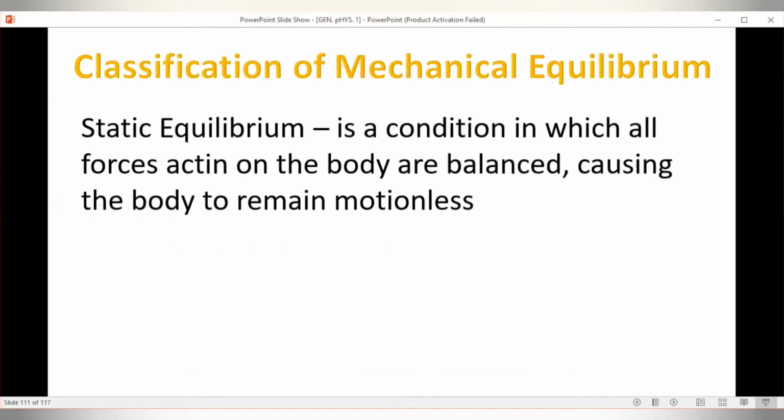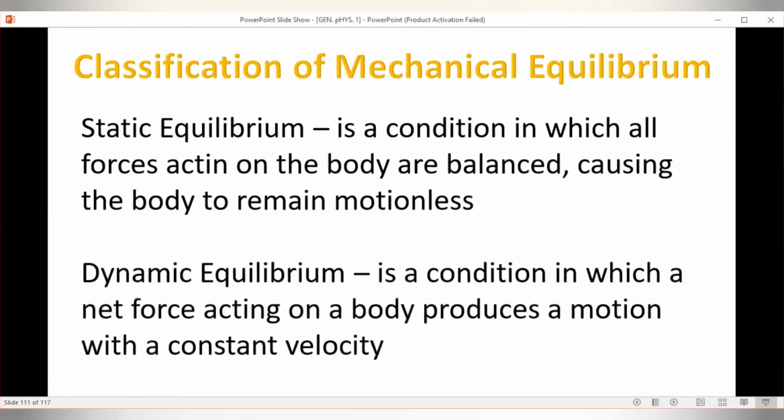The static equilibrium, which refers to the condition in which all forces acting on the body are balanced, causing the body to remain motionless. However, dynamic equilibrium is a mechanical condition in which a net force acting on a body produces a motion with constant velocity. Since we are talking about mechanical static equilibrium, we will focus on this: objects at rest and the acceleration is equal to 0.